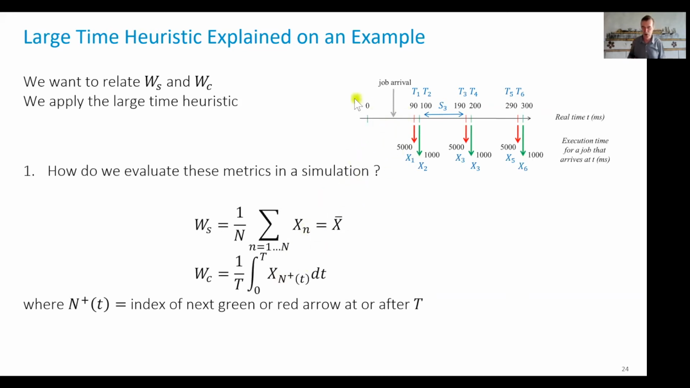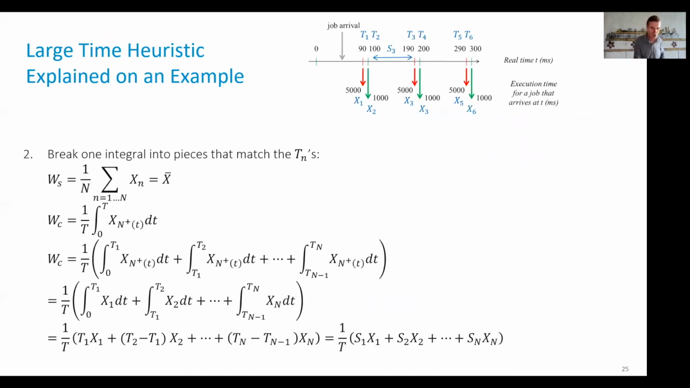So I say everybody that arrives between 0 and 90 will have 5,000. So I put 5,000 in the integral during 90 time units. I integrate all of this and I divide by the total simulation time. That's what we obtain when we do a time average here. Now, as I mentioned, at least in simple cases, we can get one from the other.